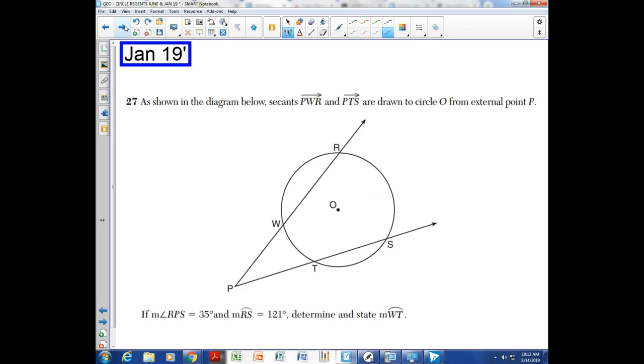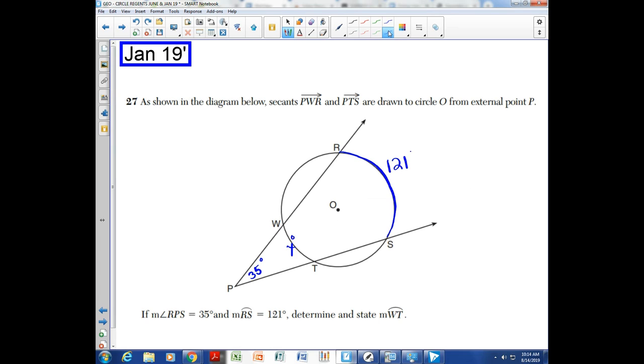If the measure of angle RPS, now that means from R to P to S, and it means that P is the vertex. That means they are talking about this angle right here is 35 degrees. And the measure of arc RS, that's the arc from R all the way to S, is 121 degrees. Determine and state the measure of arc WT. Oh, so now we're looking for this arc. I'm going to make it an X right there.